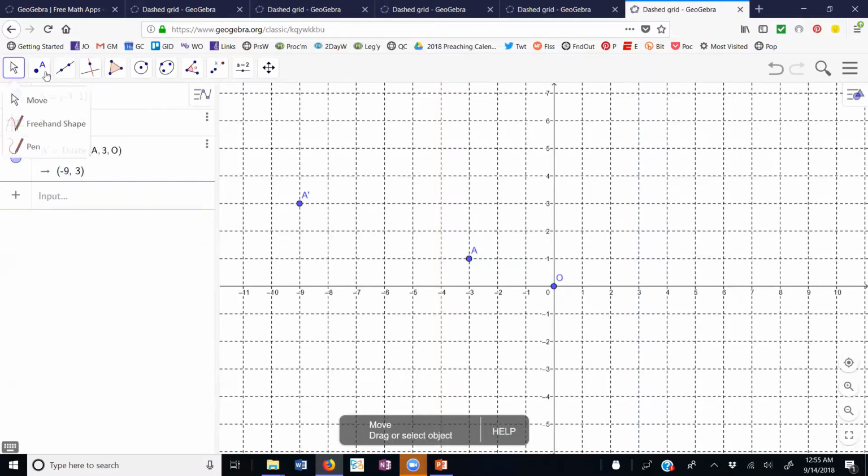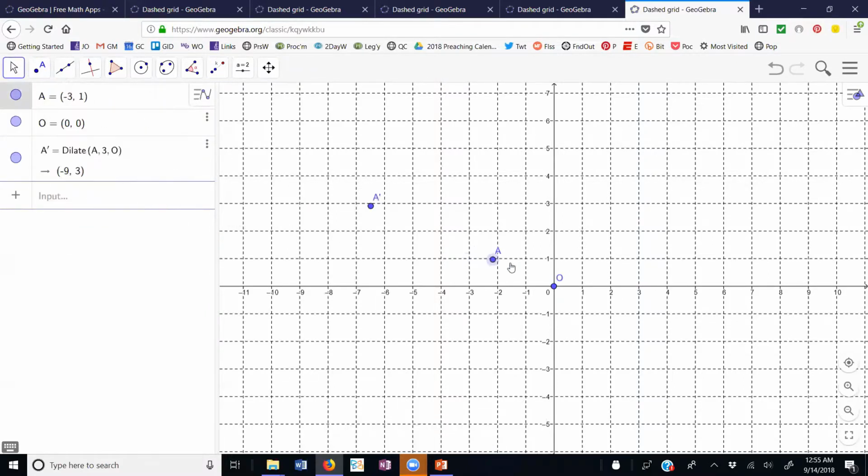Just for experimentation here, I might move point A over here. And now the slope here is 1/2. Here, the slope is 1 and so on.